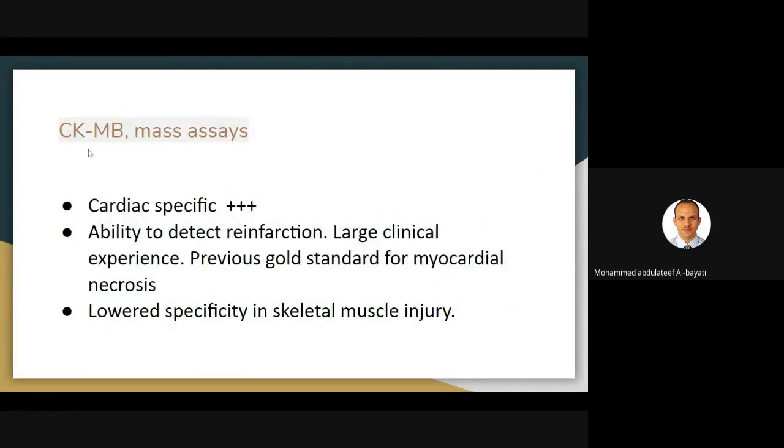Another term used with CKMB is the CKMB mass assay. Mass assay is more specific because it measures both total and CKMB isomers. CKMB mass has more specificity, the ability to detect reinfarction, and large clinical experience. Previously it was considered the gold standard for myocardial necrosis. Now it is the cardiac troponin T.